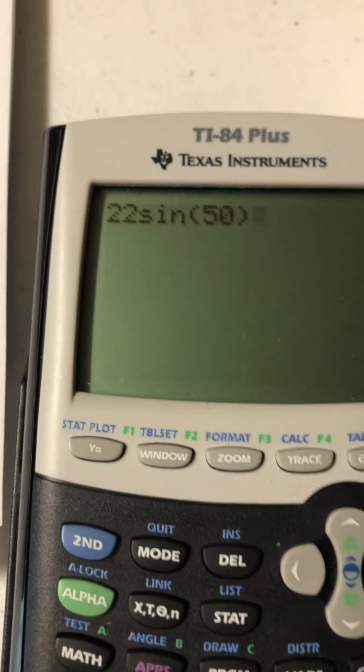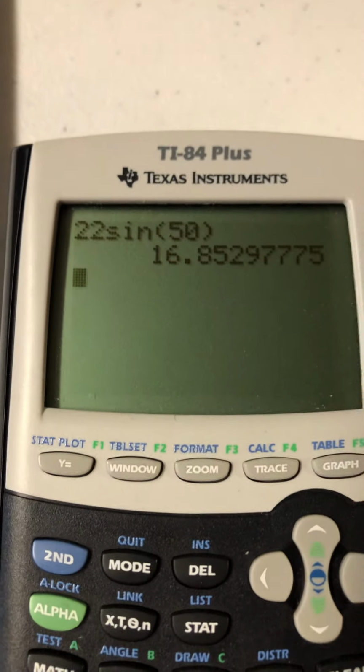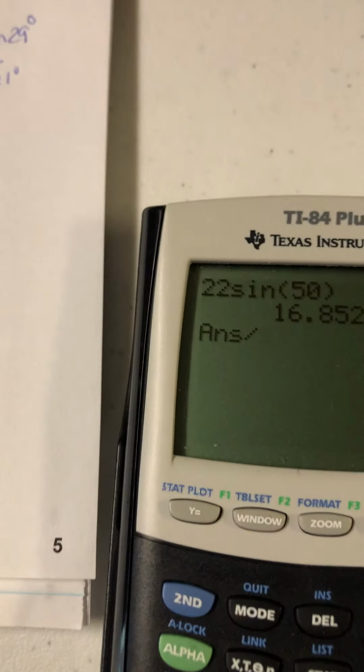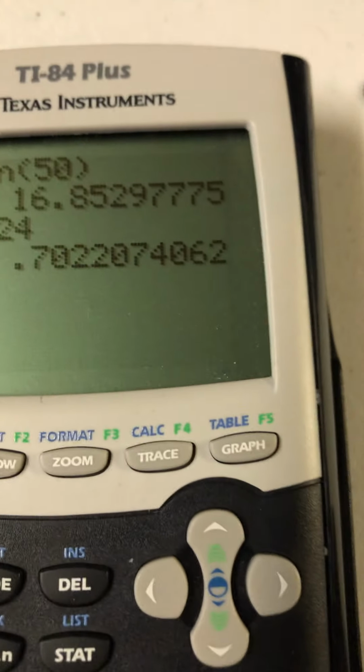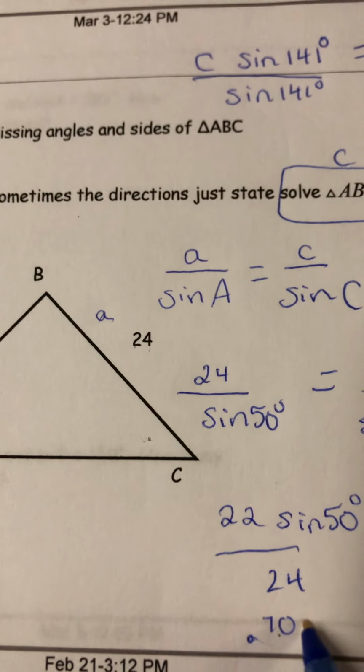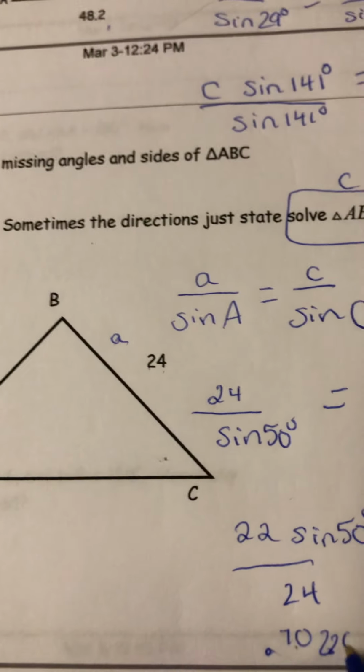Now, if you don't put the times symbol, guess what the calculator assumes you want to do here? Multiply. Divide by 24. And you should get a decimal that falls between 0 and 1. That's reasonable. So I'm going to write that all down. 0.7406.